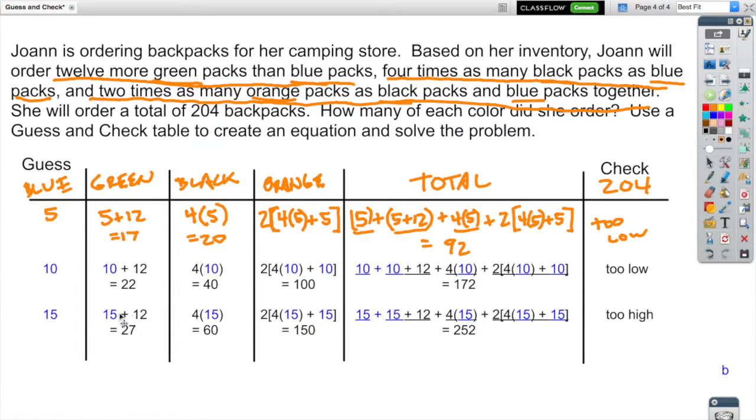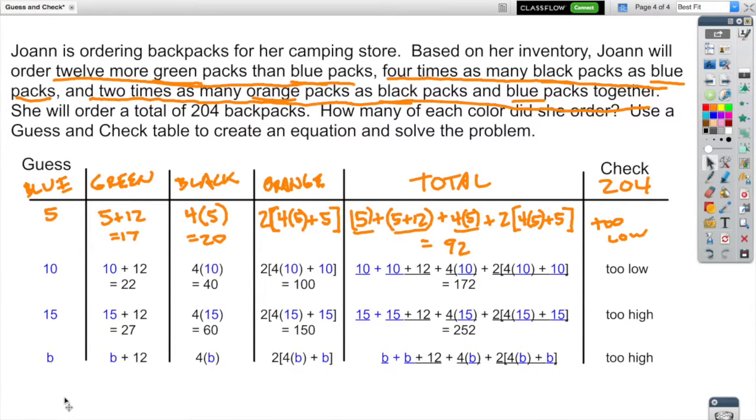So 15 plus 12, 4 times 15, 2 times 4 times 15 plus 15. Okay, and again, you can see the blue 15 is each time those original blue backpacks. Take all 4 of those, add them all up, too high. All right, so let's take a look at this pattern we've established, and now let's try for the equation.